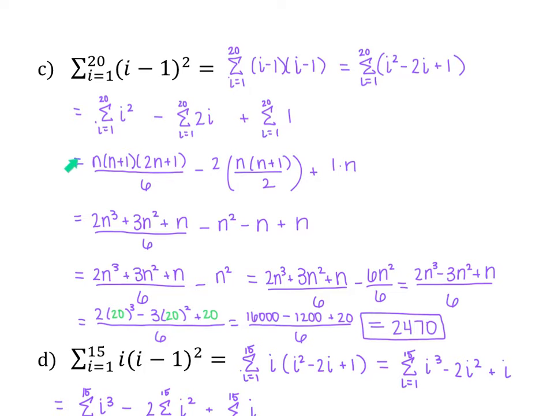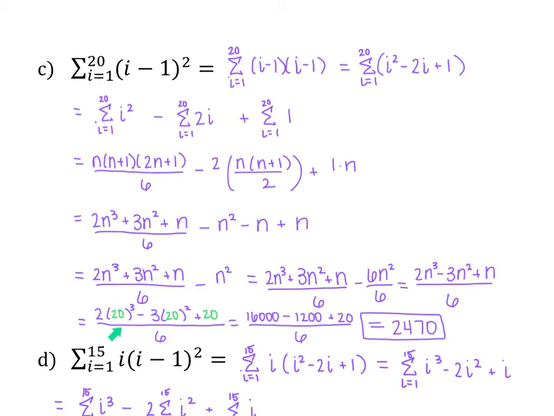Okay, so separated. Using your summation formulas, we know i squared can be replaced by this. Now we know that the sum of i is n times n plus 1 over 2, and we still had a 2 in front of it. So you see I still have my minus, I still have my 2, and then this replaced the i. And I had 1n. So a lot of algebra skills in here to get it all combined.